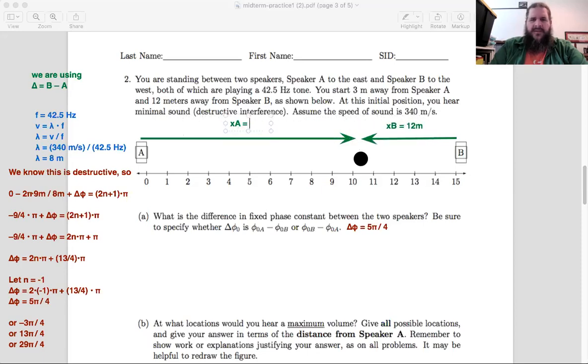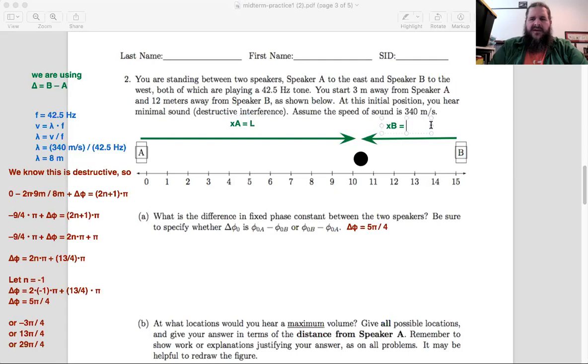Of course, XA won't be 3 meters anymore and XB won't be 12 meters anymore. What we want to do, though, is set up a variable here, because ideally we'd like to turn this whole thing into an equation we can solve for some distance. Since these distances are already marked in terms of XA, I would use XA as the variable. Or let's make up a new placeholder variable. Let's say XA equals L, some length that you're standing away from A. So let's say L is just the length from speaker A to your location.